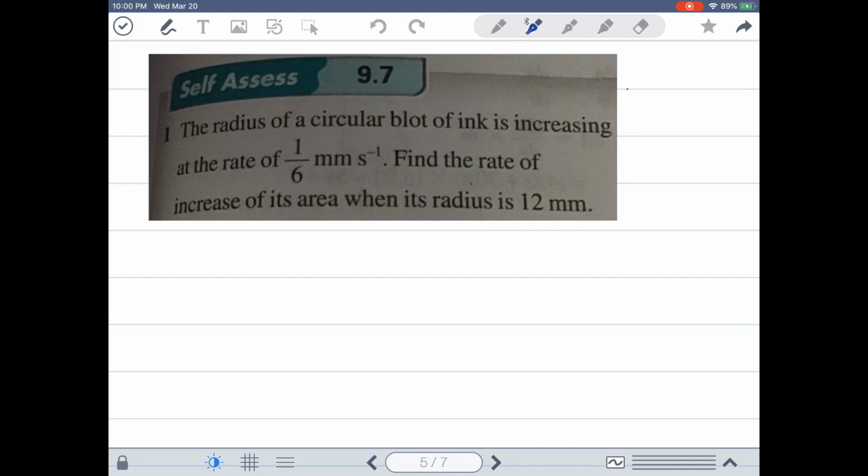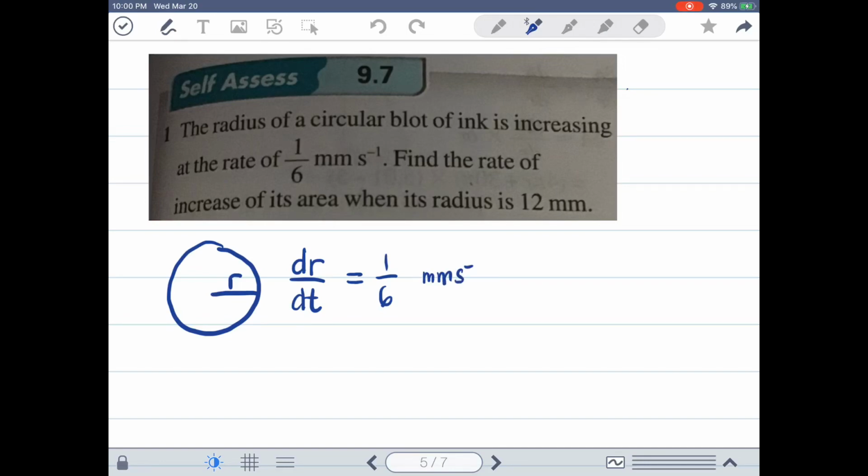The radius of a circular blot of ink is increasing at the rate of 1/6 millimeter per second. So the rate of change of radius is equal to 1/6 millimeter per second. This means that the radius is increasing at the rate of 1/6 millimeter for every second. It's getting bigger and bigger.